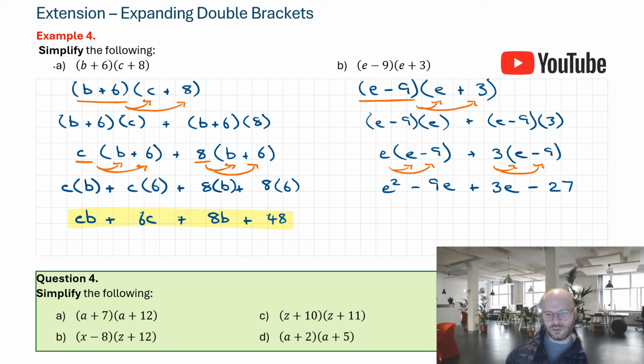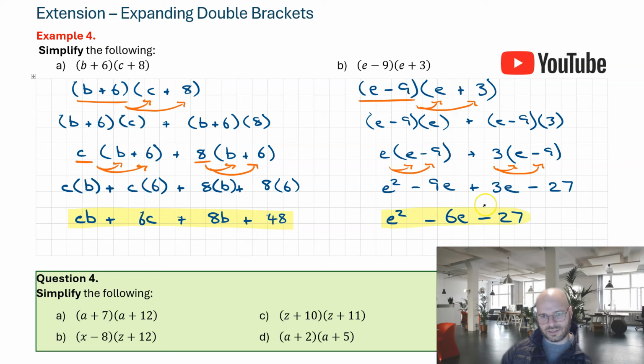Okay, now you might think that we're done here, but remember, when we have like terms, we're able to simplify it by summing the coefficients together. So we start off with e squared, and then we have 9e's and we add 3. We owe 9e's, but we give 3, so we're only in debt by 6e's. And then we take 27.